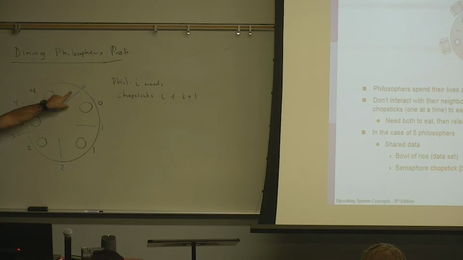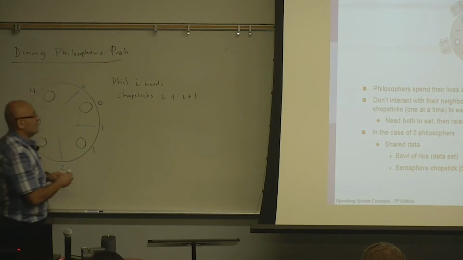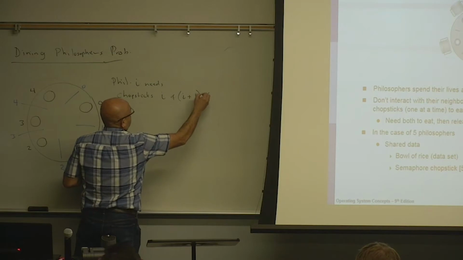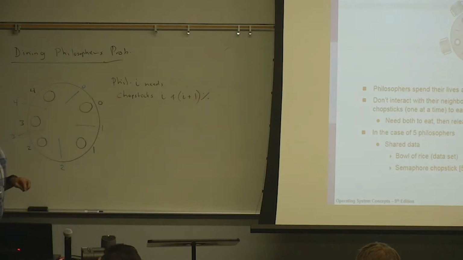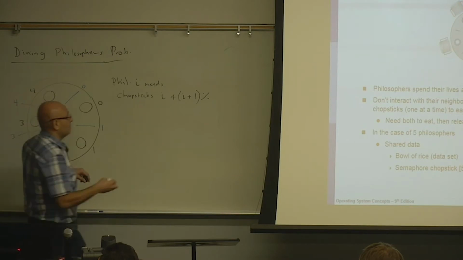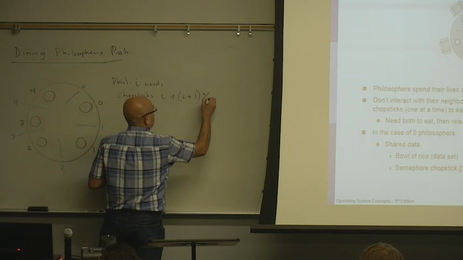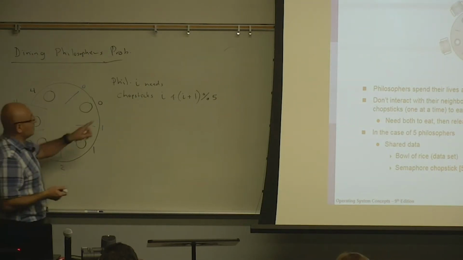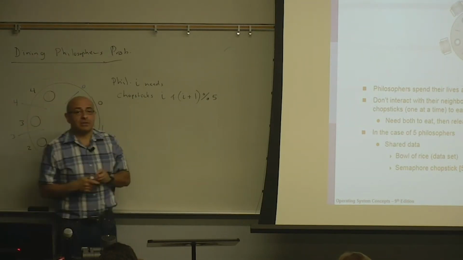So we need to do the add here in a circular manner. We need to do the mod. So this is going to be I plus 1 mod what? Mod, how many do we have? We have 5. So it's going to be mod 5. Okay, so each philosopher needs chopstick I and chopstick I plus 1 mod 5.